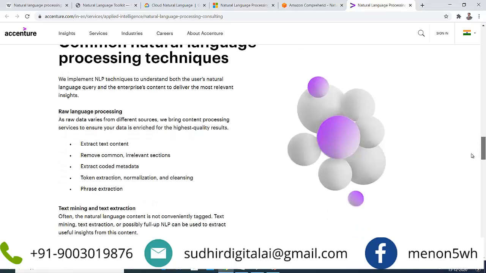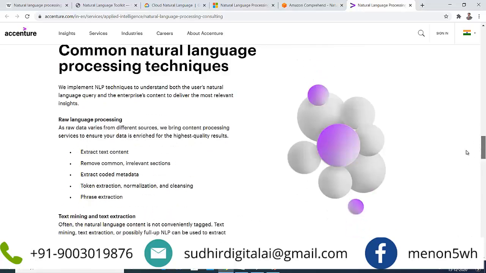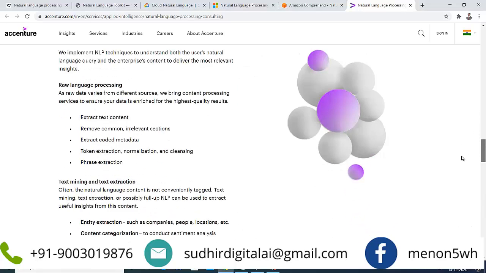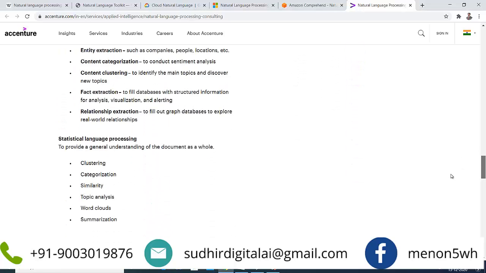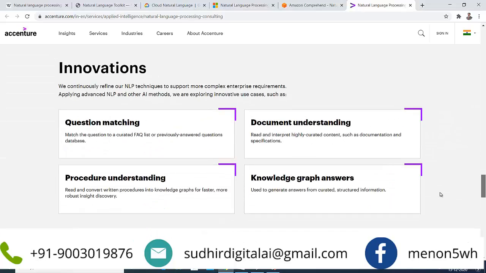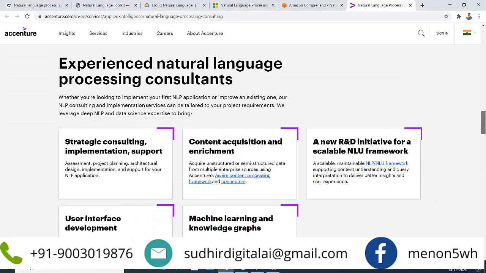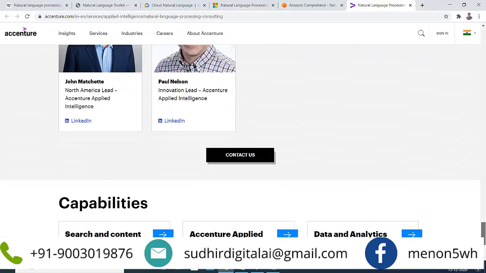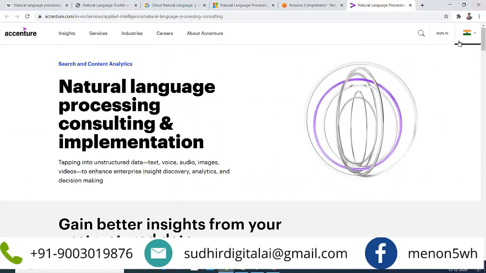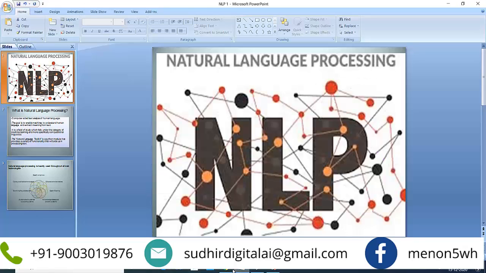Okay, so common language, natural language processing, like what they do is also being listed here, like raw language processing, text mining, statistical language processing, and they do some innovations also with the end customers, right? And search and content analysis, and there are some kinds of people whom they also put across. Okay, so that's exactly what I want to speak about in this topic.